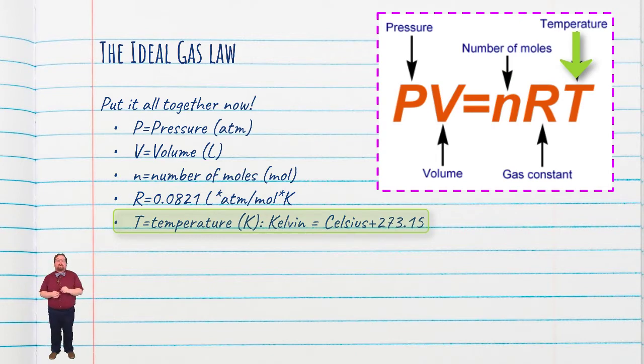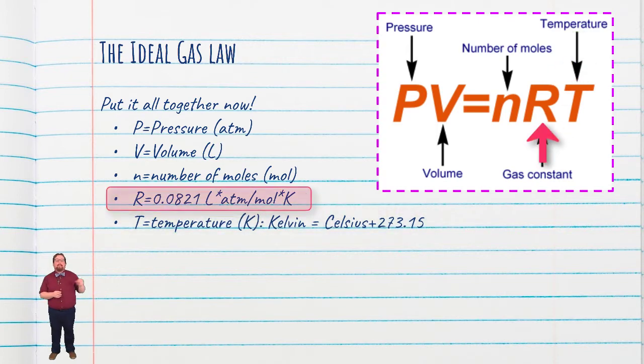If you don't remember, in order to find Kelvin, you take the Celsius temperature and add 273.15. So 20 degrees Celsius would be 293.15 Kelvin. You might have noticed I glossed right over that capital R there. That R isn't a variable like P, V, N, or T. It's a constant. It's called the ideal gas constant.